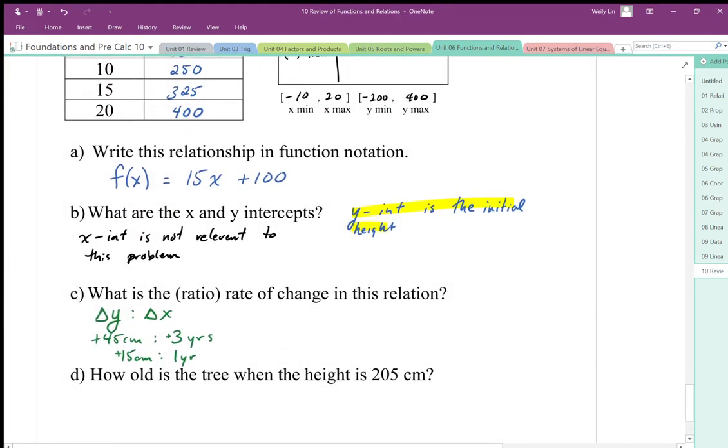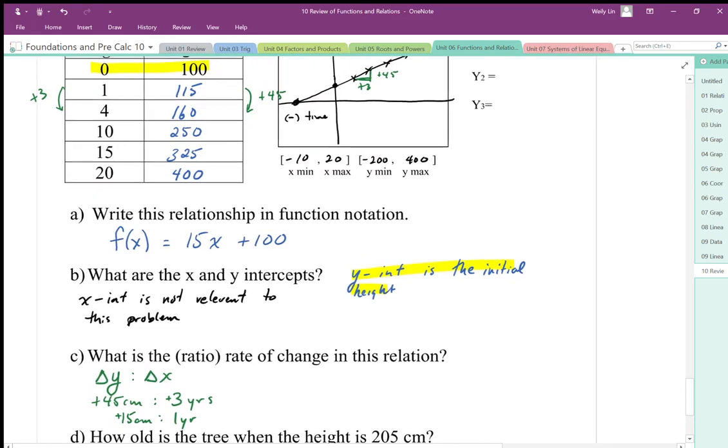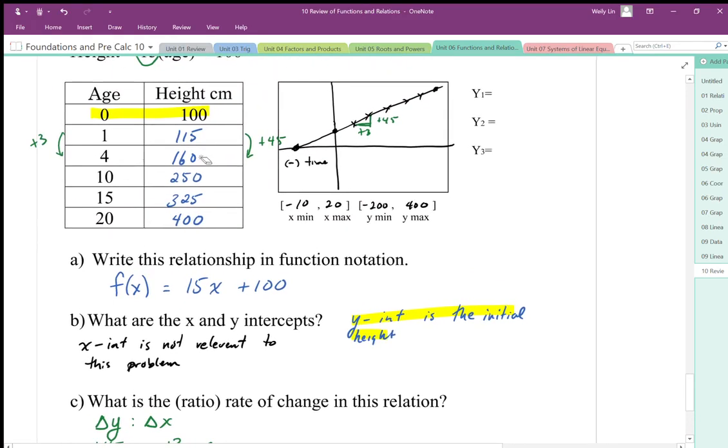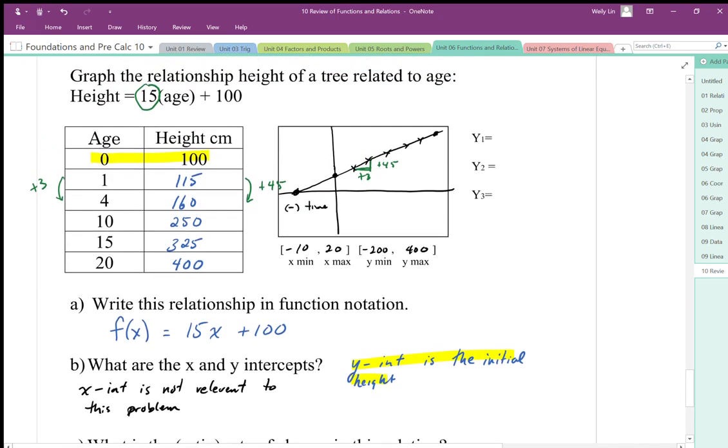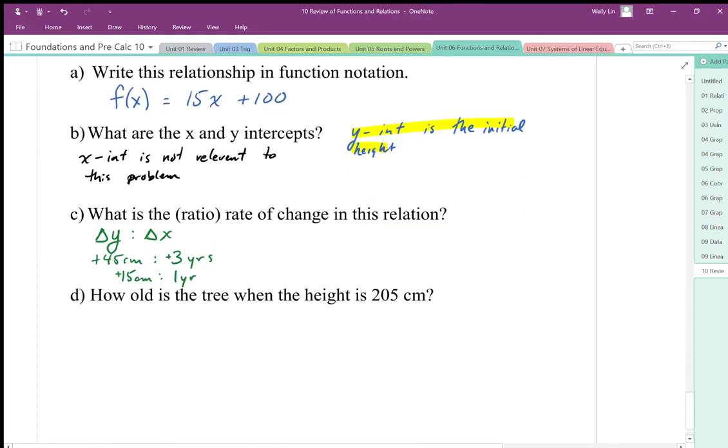So how old is a tree when the height is 200 centimeters tall? Well, looking at this, it's somewhere between 4 and 10 years, because 200 is somewhere in there. How do I go about finding this? Well, in this case, I'm not going to plug in x, because I don't know the age. I'm trying to find age. I know the height. So if the tree is 205 centimeters, I can say the height equals 205. And that's equal to 15 times the age plus 100. And then I can undo this calculation or solve.